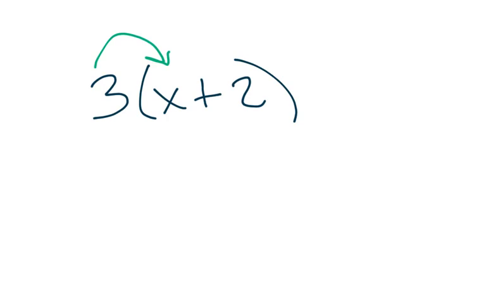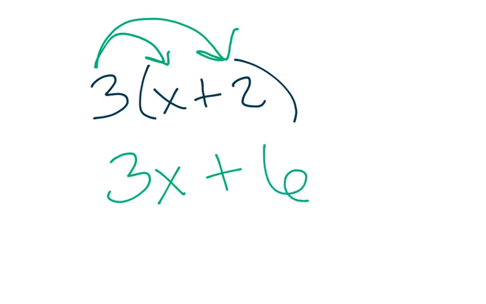So you're going to take your 3 times your x and your 3 times your 2. This is going to become 3x plus 6.